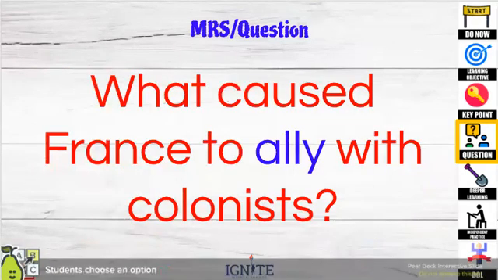What caused France to ally with the colonists? Go ahead and pause the video to select your response. So what caused France to ally with the colonists? Remember, the enemy of my enemy is my friend. Because France was defeated by Great Britain, they basically just wanted to get revenge on Great Britain. So they worked with the colonists to defeat them.